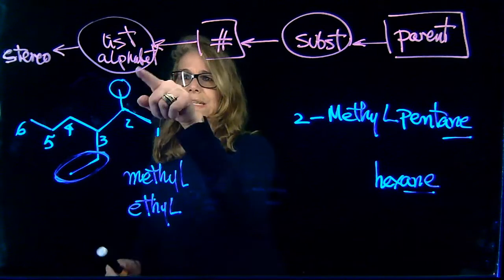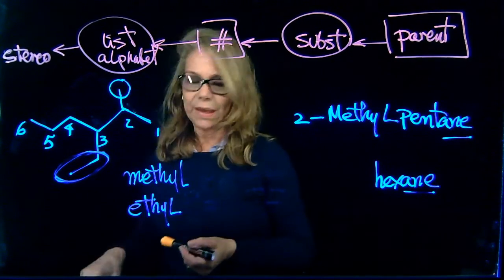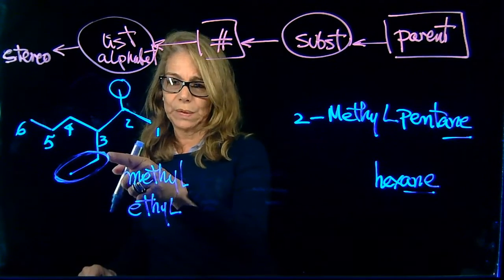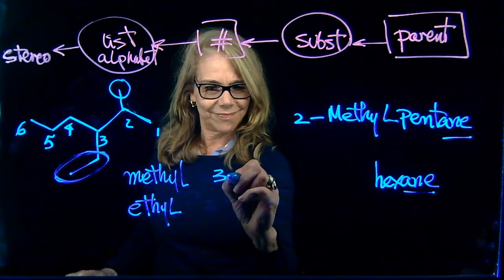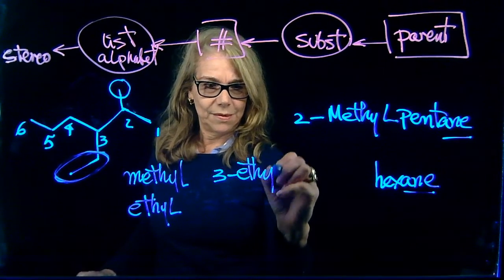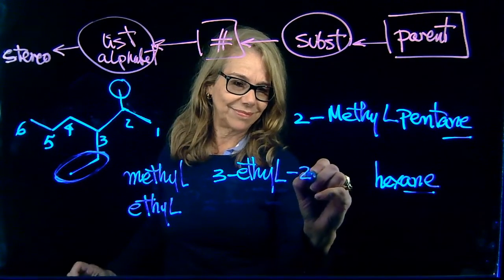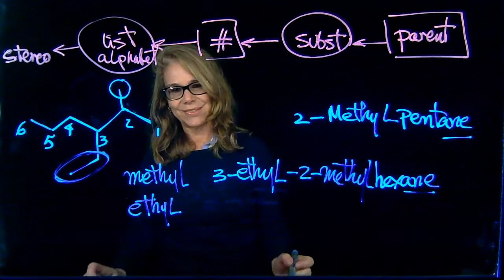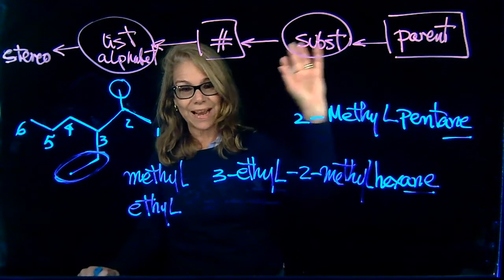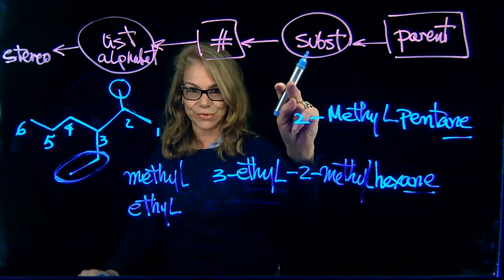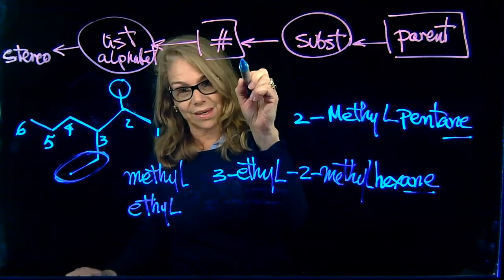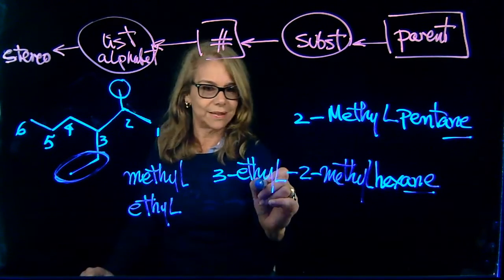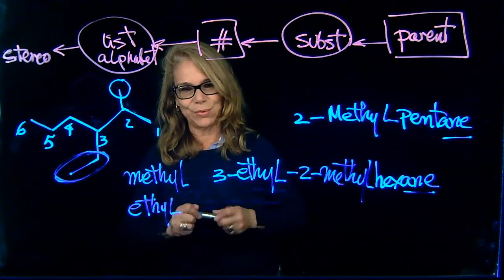And so now I need to list alphabetically. And so I say ethyl goes first, then methyl. And so the name of the compound will be 3-ethyl-2-methylhexane. So again, always do parent chain first, identify the longest, identify and name your substituents, and remember to use the numbering that gives you the smallest number for the location of the substituents. And then list them alphabetically. We'll do more examples.